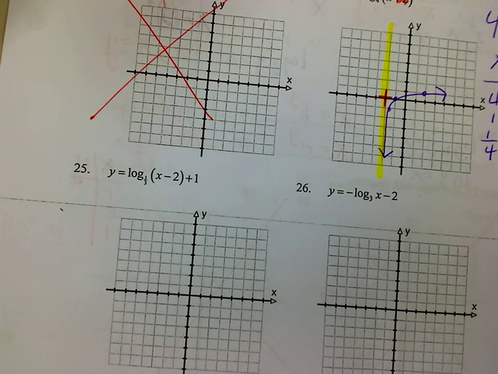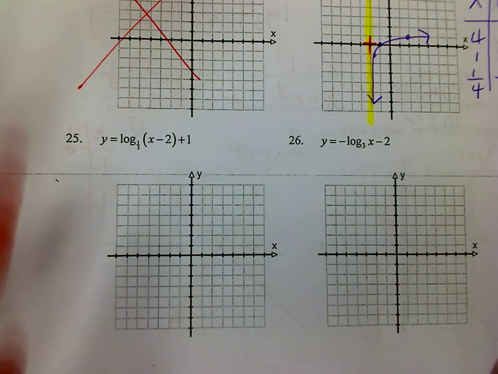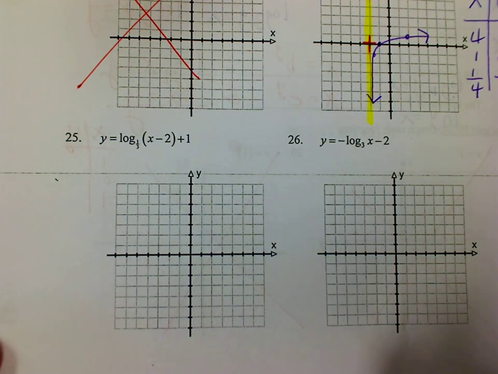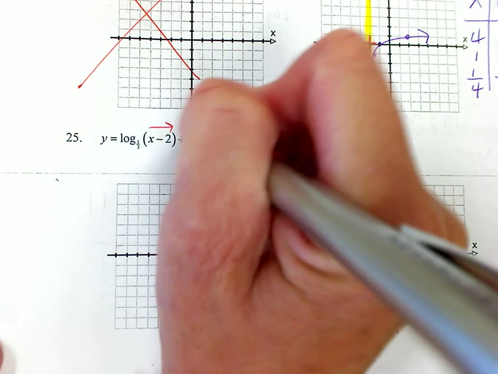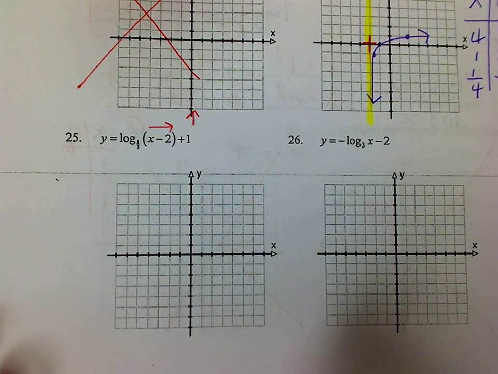Okay, moving on to 25. All right, so first I have to move my origin. So I'm going to go to the right 2, up 1.